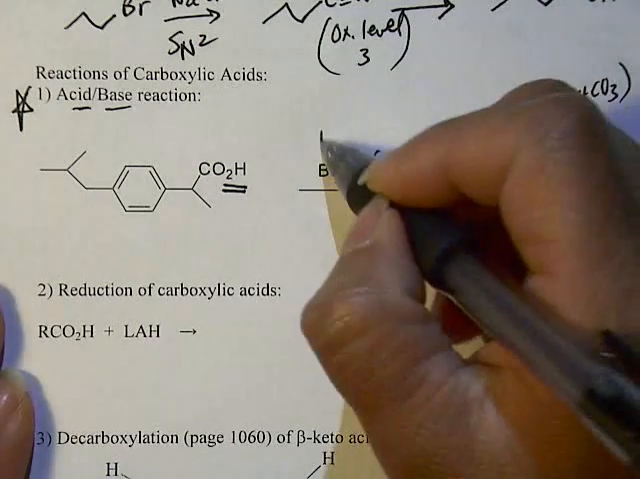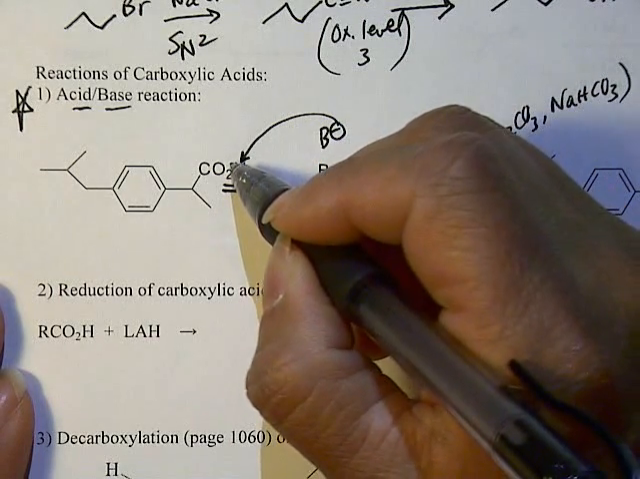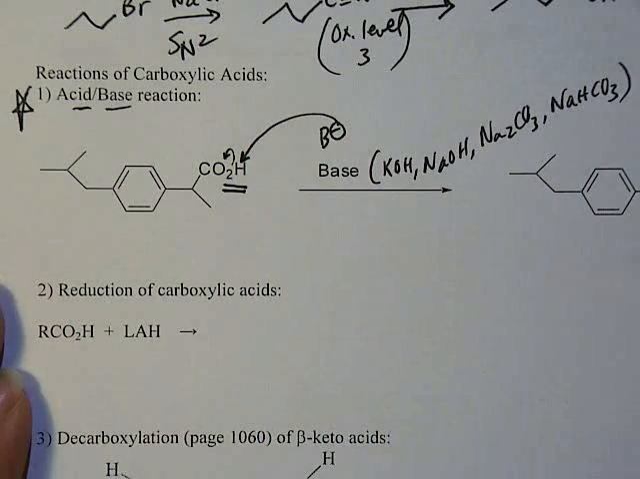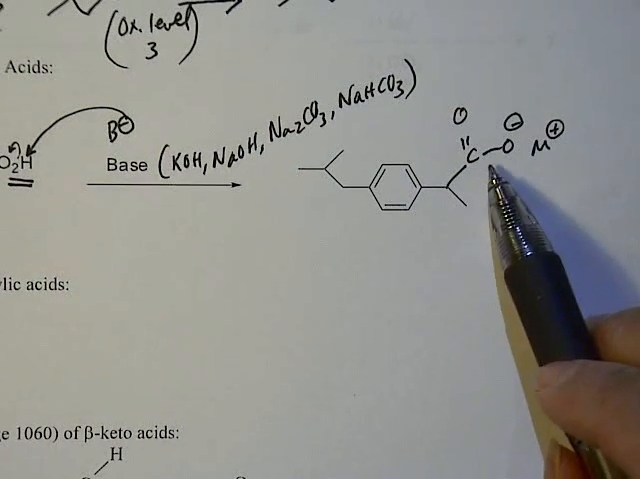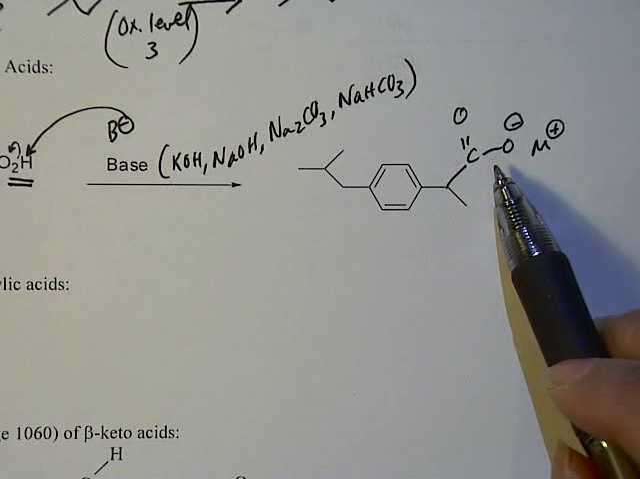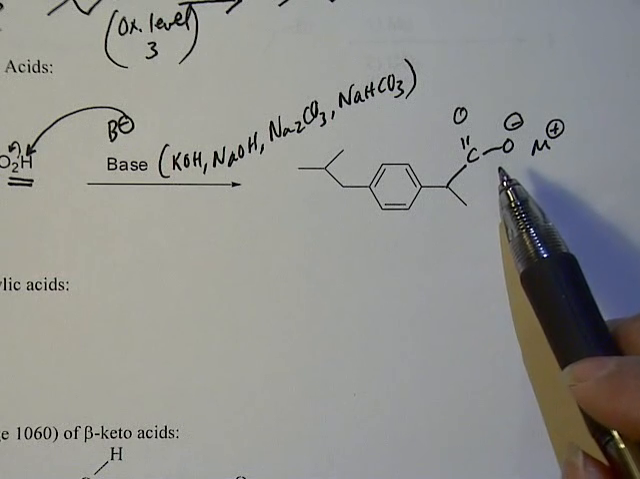And when you have the base, it's going to come and deprotonate the proton and give the electron to one of the oxygens. So you're going to have a carboxylic acid salt with whatever metal you use as the countercation. So it's a deprotonation reaction in an acid-base reaction, and the proton that comes off is the carboxylic acid proton.